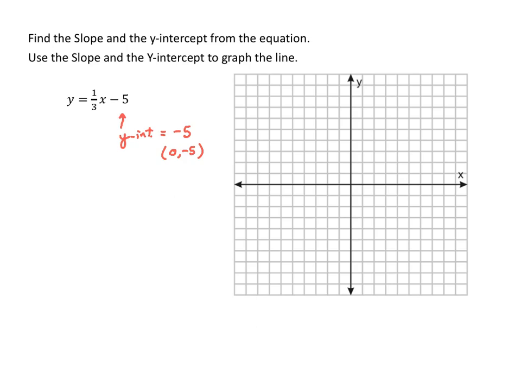So I have that point here. And the slope on this one is 1 over 3. So that's rise 1, run 3. Rise 1, run 1, 2, 3. Rise 1, 1, 2, 3. And there's where my line's going to go.